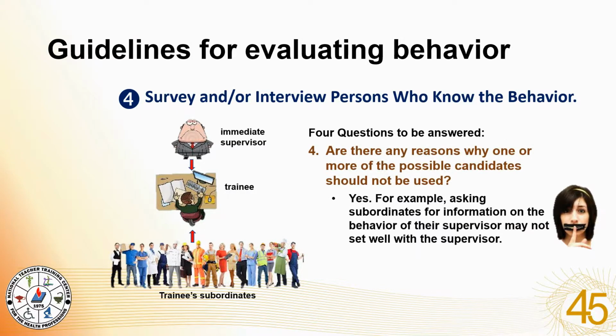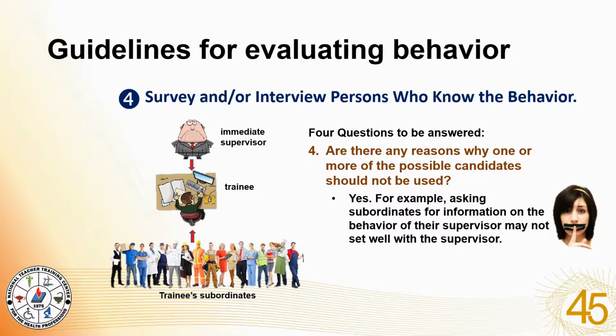Then the last: are there any reasons why one or more of the possible candidates should not be used? Yes. For example, asking subordinates for information on the behavior of their supervisor may not sit well with the supervisor. So let's say the trainee was the supervisor and the respondent will be the subordinate, and they might not give you the correct answer or the most appropriate answer because they're afraid that it may come back to them in the form of probably negative behavior from the people that they are rating.